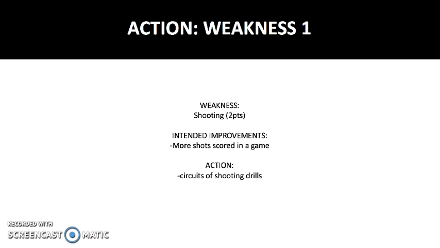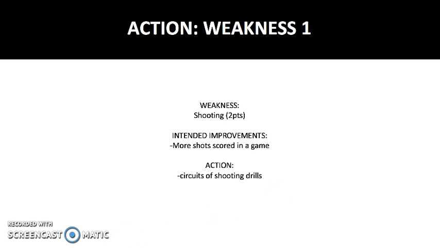So the intended improvements that I'd like to make is that obviously they have more shots scored in the game, because their scored to miss ratio was very poor. So how we can go about this is creating a circuit of shooting drills for them to complete. So this will consist of 3 drills. They will be progressive to ensure that they're not thrown into the deep end and struggling with the first thing and unable to move on to the next.